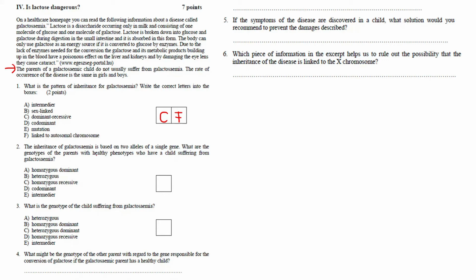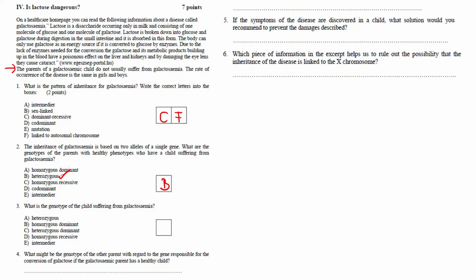What are the genotypes of the parents with healthy phenotypes who have a child suffering from galactosemia? All right, so we concluded in the previous exercise that galactosemia is inherited in an autosomal recessive manner. And if it does so, the parents must be carriers, so they don't show the symptoms of the disease, but they carry the recessive allele. Therefore, the good answer is this heterozygous in here, so B comes to the box.